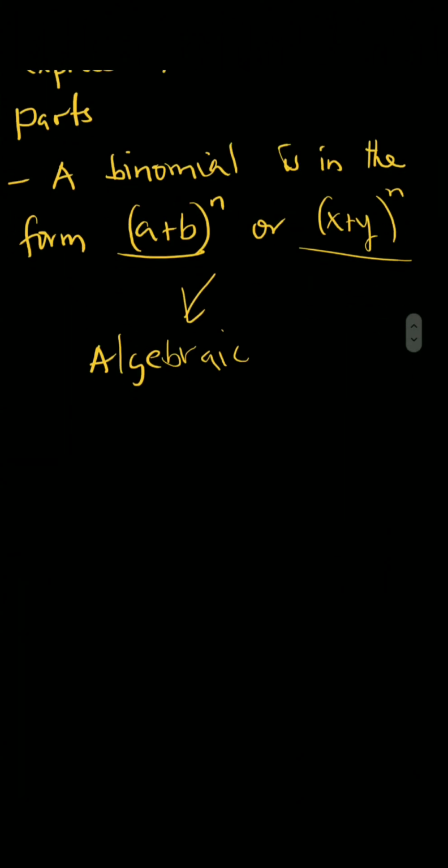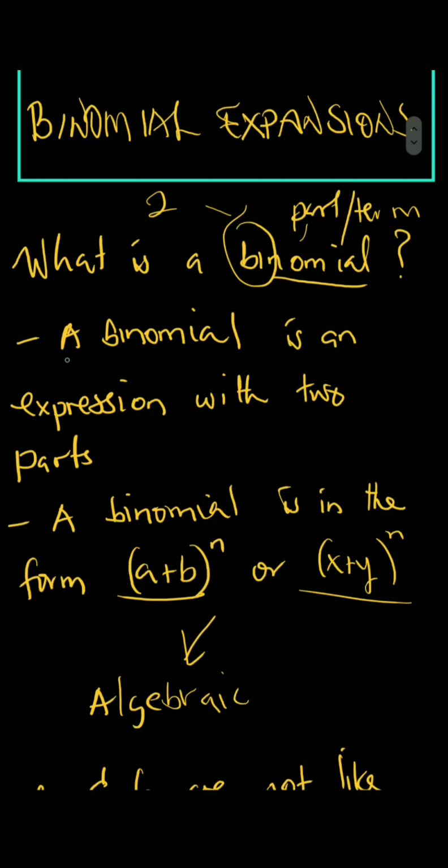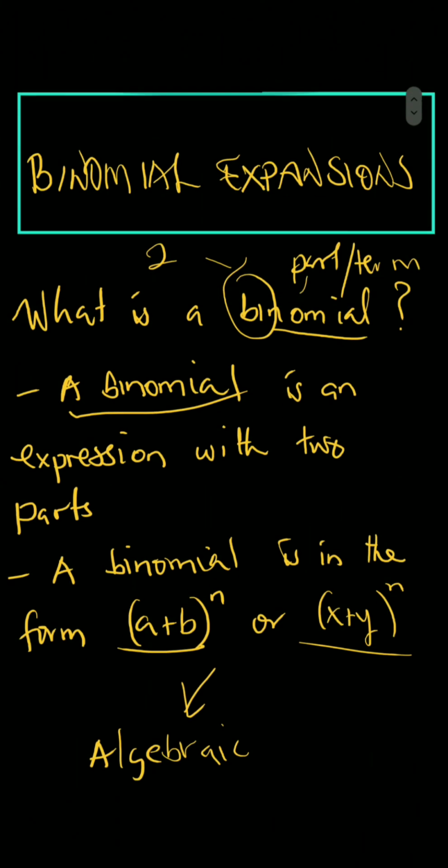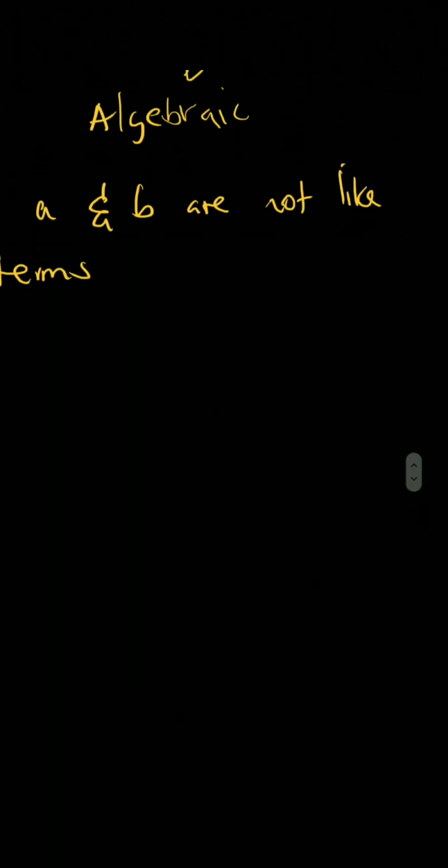So it's simply algebraic, meaning that we have a combination of values which are numbers and variables, and a and b are not like terms, because if they are like terms, it means that they can be added or subtracted together, which would mean that it's no longer a binomial, making it a monomial. And also, to be very specific, a binomial looks at us adding 2 terms together. So it becomes a subtraction if the second part, which is b or y, is negative.